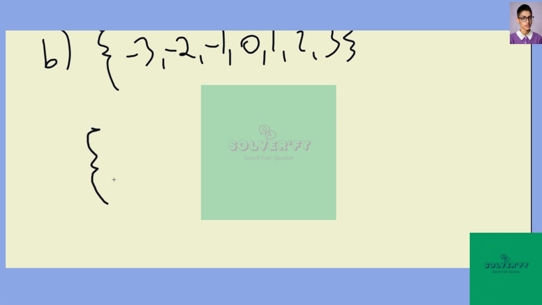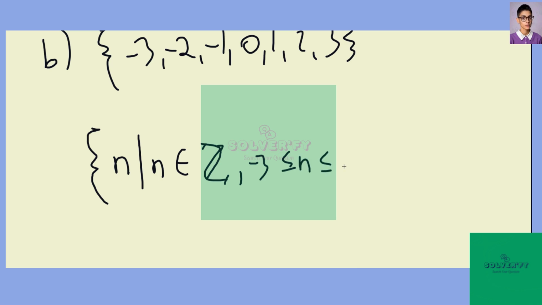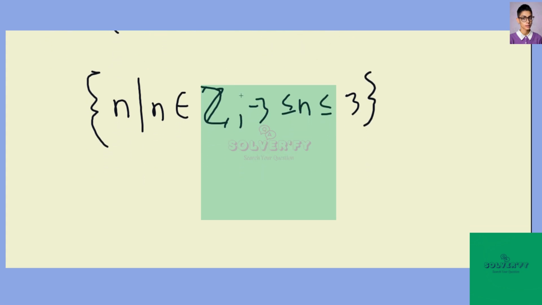This is going to be the set of all n such that n is an integer, so such that n is an element of the integers. So Z is the integers, and where n has to be between -3 and 3. So comma and -3 is less than or equal to n, which is less than or equal to 3. Or one other way to do this, and this is the same thing as saying the absolute value of n is less than or equal to 3.